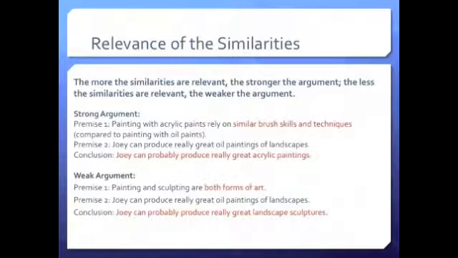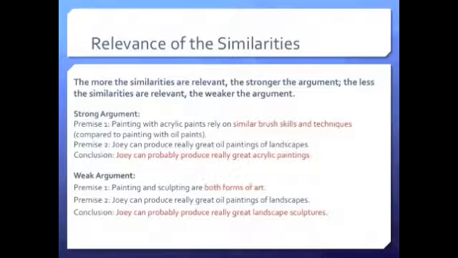Now take a look at the weak argument. The weak argument states as the first premise, painting and sculpting are both forms of art. And then as the second premise, that Joey can produce really great oil paintings of landscapes. Then as the conclusion, it asserts that Joey can probably produce really great landscape sculptures. Now, in this argument as well, the similarity that is being drawn between painting and sculpting is that of them being both forms of art. Now, this is actually also relevant to the conclusion being drawn, that Joey can probably produce really great landscape sculptures.